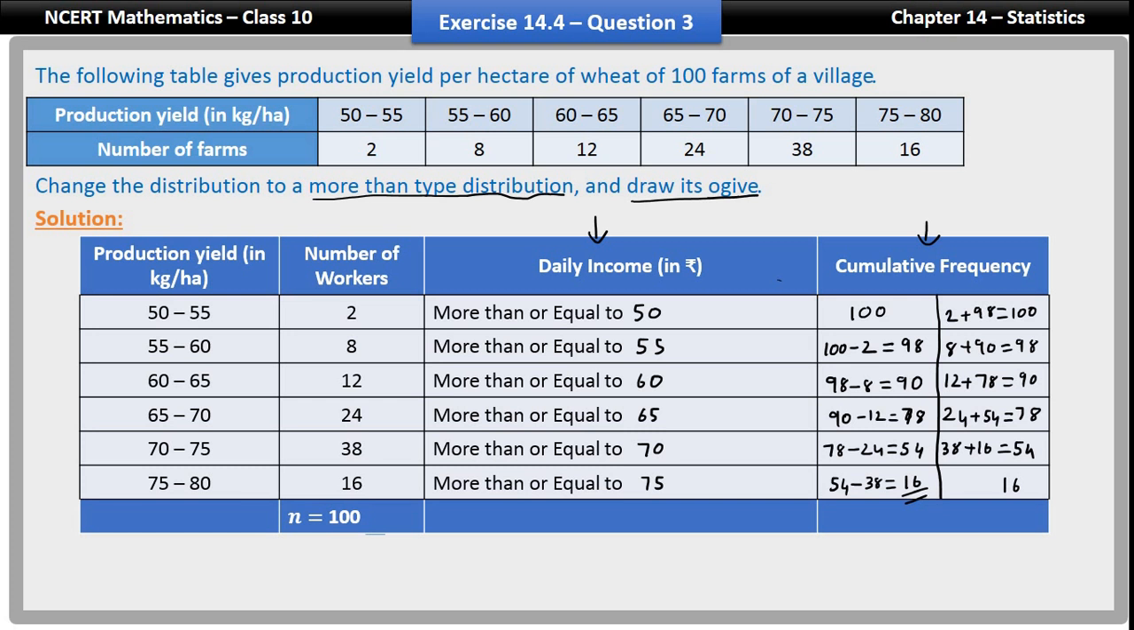I hope this is clear. You have two different methods to solve for cumulative frequency. One, you can come from the top and do subtraction. Second, you can go from the bottom and do addition. Both are fine. Both are correct.